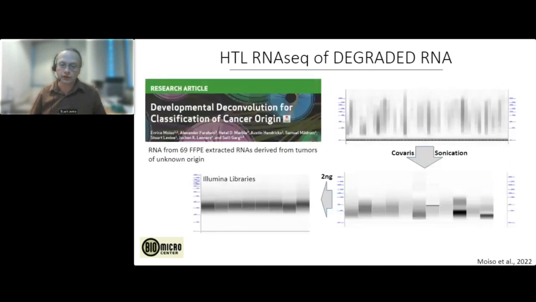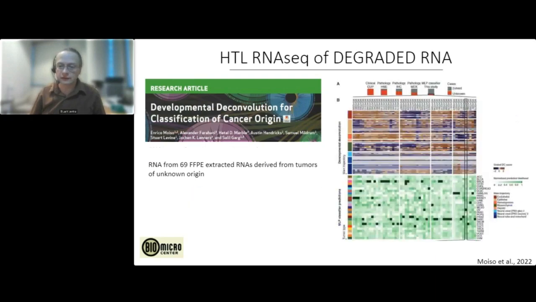Here's even more challenging. This was from 69 FFPE extracted RNAs that were from tumors of unknown origin. Here you can see the quality of the RNA is even lower. These we did the sonication on. And obviously when the fragments are even smaller than the sonication length, you don't rebuild them, but they do pile up very nicely. And then when we made the libraries, they all looked beautiful. This also has been recently published.